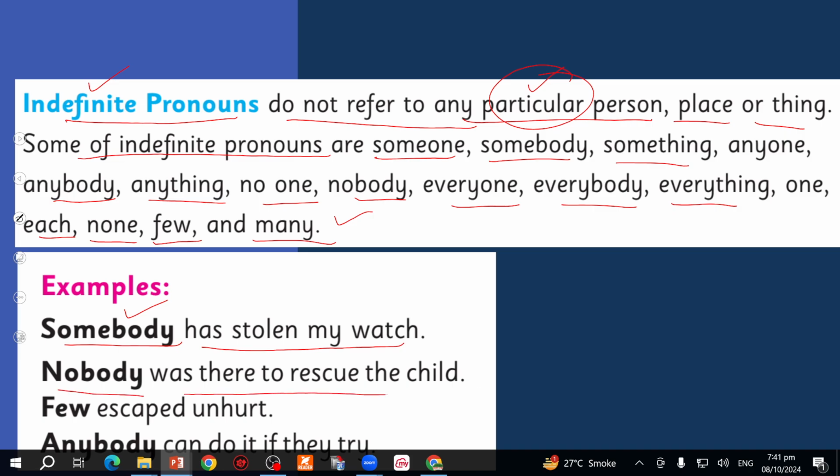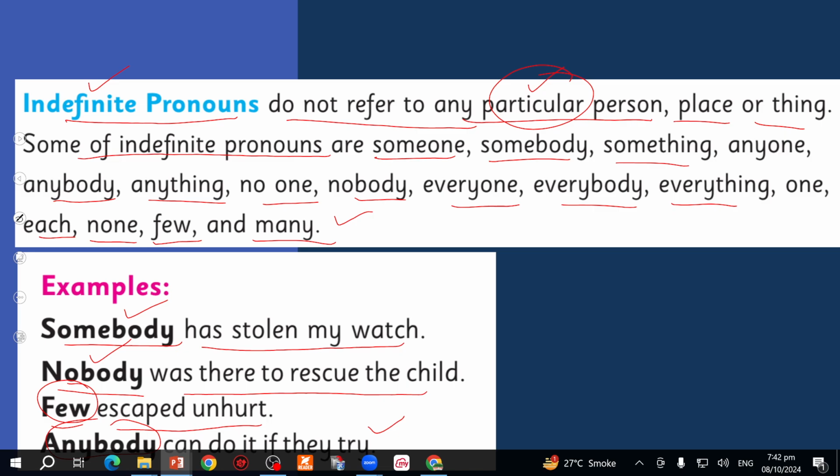Nobody was there to rescue the child. Few escaped unhurt. Anybody can do it if they try. Anybody refers to any person. Now, which person is that? We are not sure, we are not specific or particular. Anybody can do it. Few escaped unhurt. How many of them? We cannot name them, we cannot count them, but we can just use the indefinite pronoun few. Very few, less people.